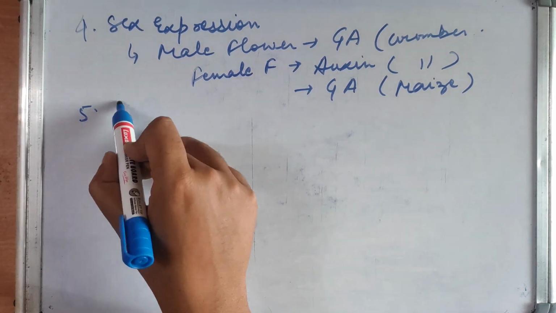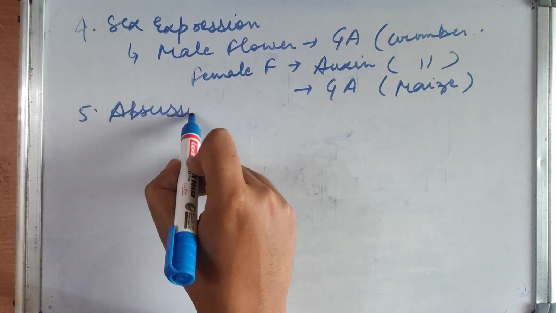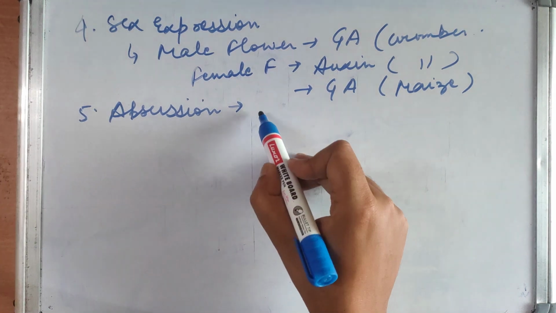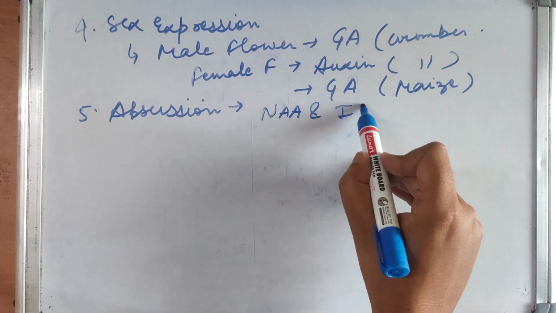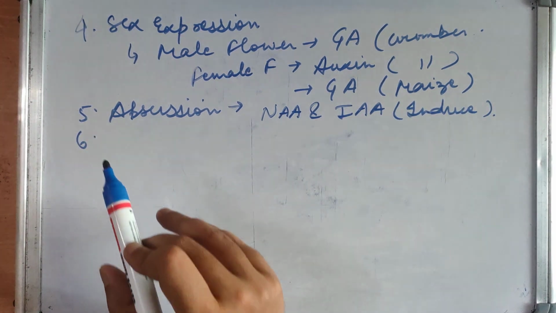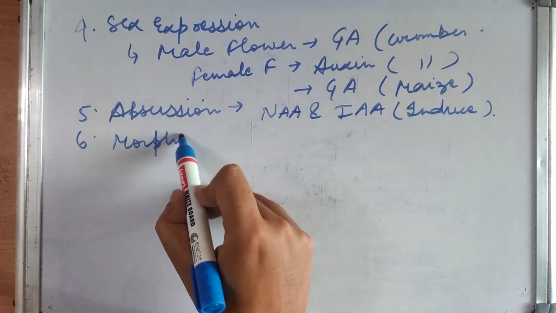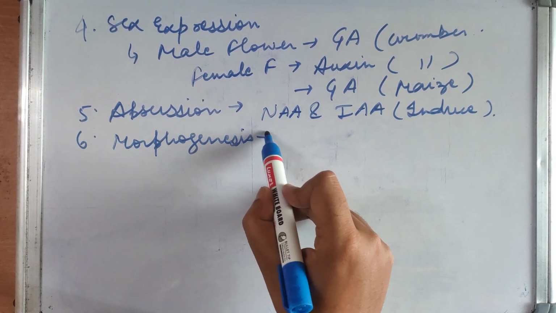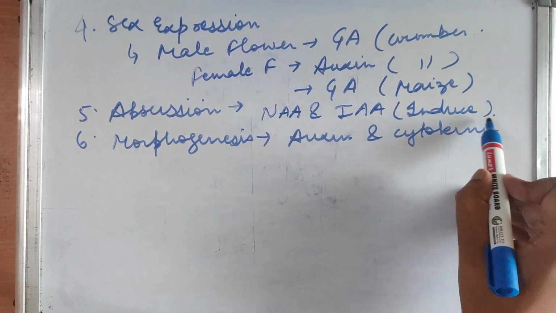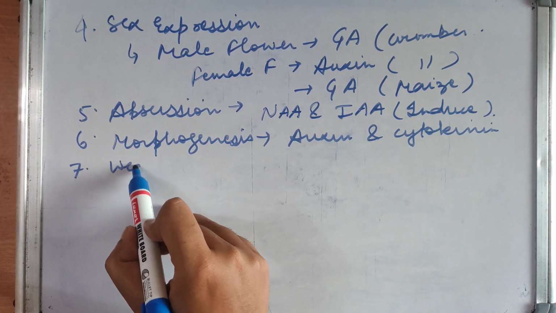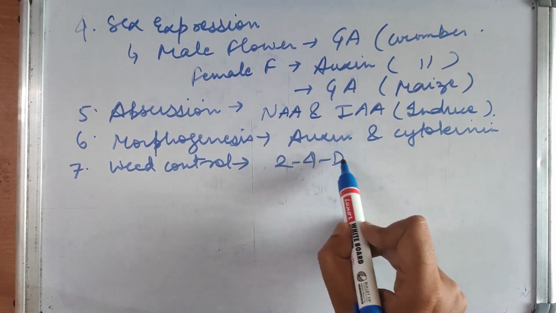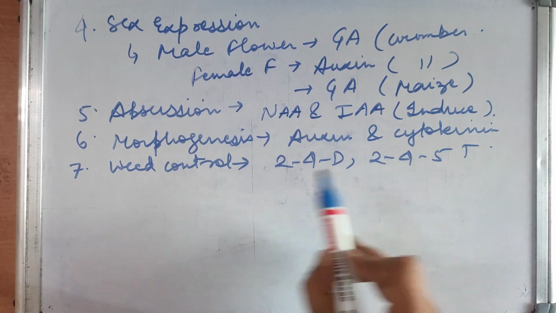They also help in abscission. NAA and IAA all help in induction of abscission. They all induce abscission. Morphogenesis: auxin and cytokinin have a role in morphogenesis. Weed control is done by 2,4-D and 2,4,5-T.